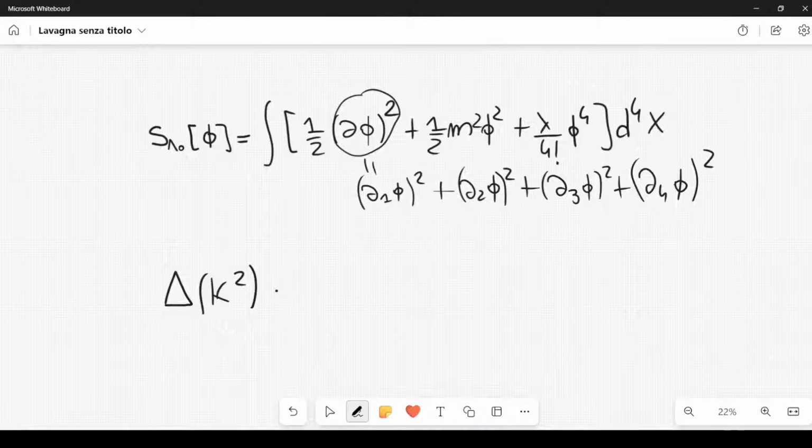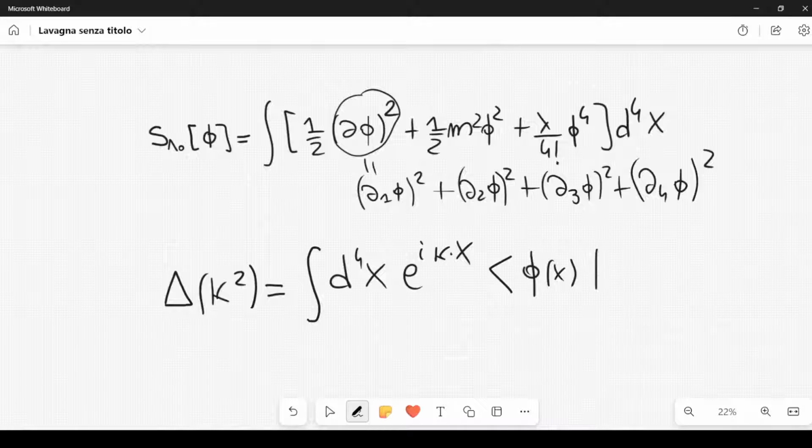So this is the propagator in the frequency domain, and this is simply the Fourier transform, integral d^4x e to the i k dot x, and then here we have the average of phi of x, phi of 0, like this. Some other times you might see instead of 0 here you might have y, and here instead of x you would have x minus y. But the result is independent of y.